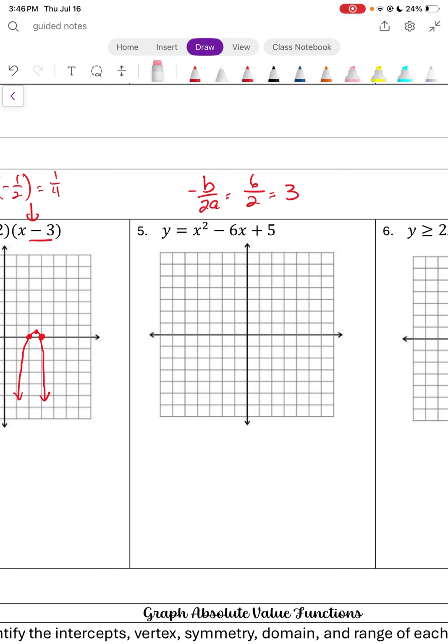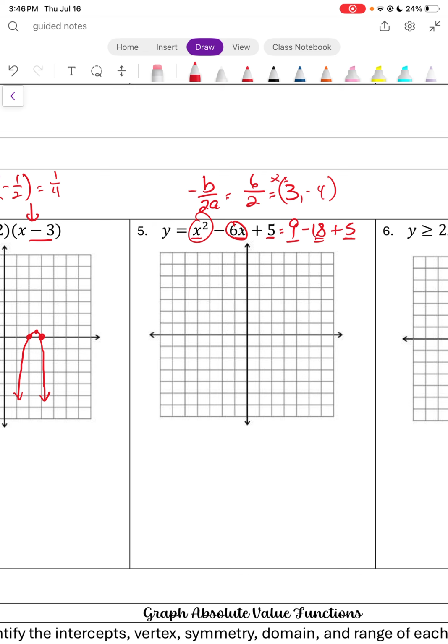Now, plugging that 3 in again to find the actual vertex, because this is just the x value. When I plug it in, I always plug it into the 3 spots. You have 3 different parts of this equation. You have 3 to the second power, which is 9, minus 6 times 3, which is 18, and then you have your plus 5. Adding your positives together, 9 and 5 is 14. Subtract that 18 and you get -4. So 3 comma -4 is your vertex.